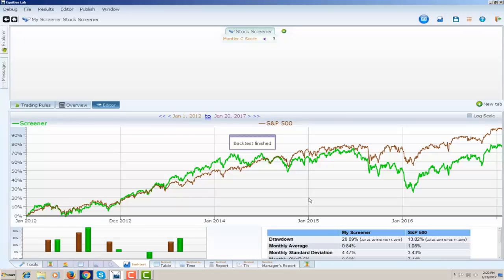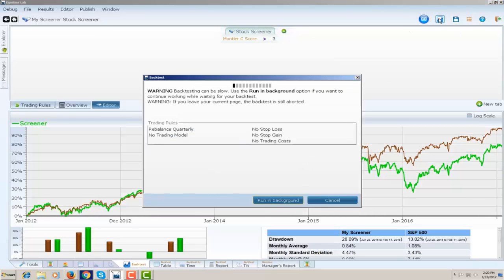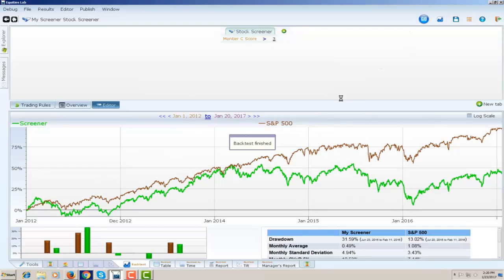You make money most every year. You have a nice low standard deviation, and you almost make as much as the market by only deciding on the Montier C Score. Now, what's on the flip side? How well does a Montier C Score do if you're looking for above 3? So these are companies that are a little more iffy. As you can see, you do worse. Not a lot worse, but you do worse.